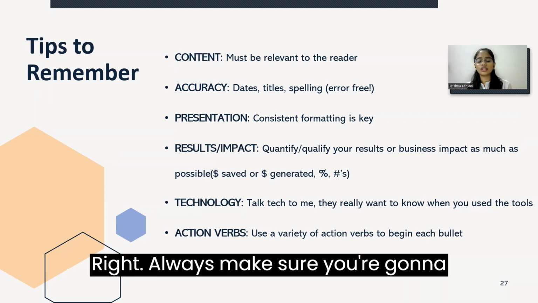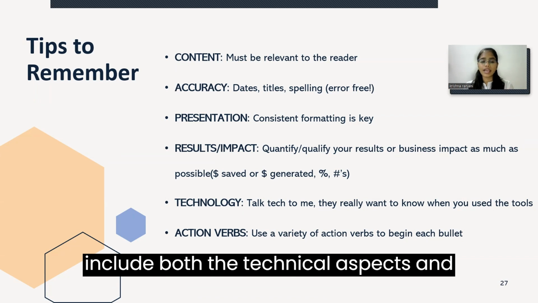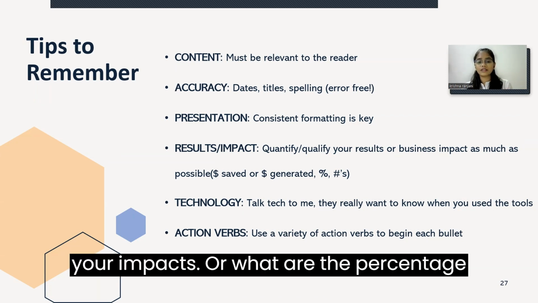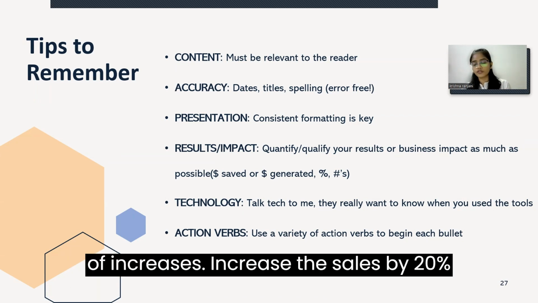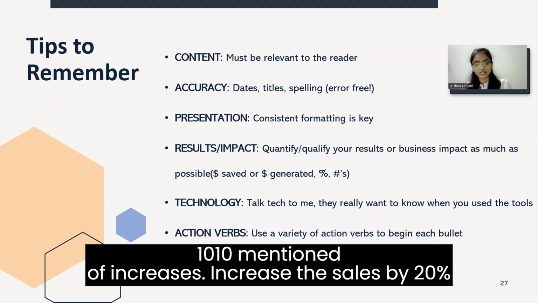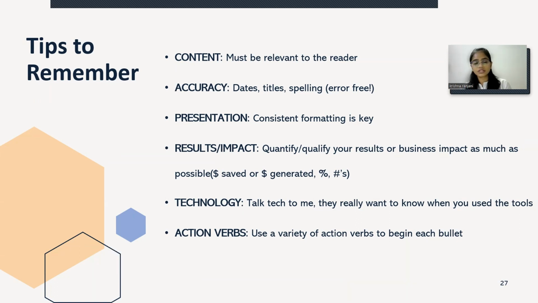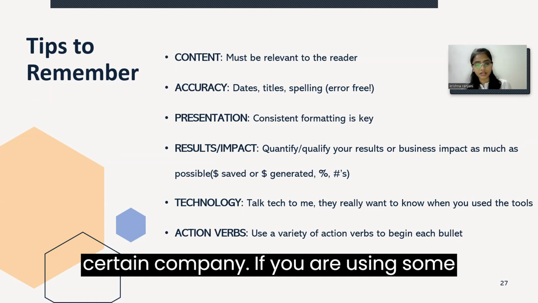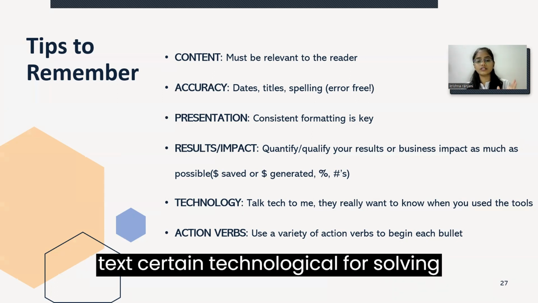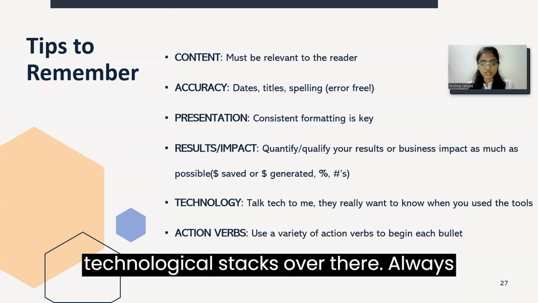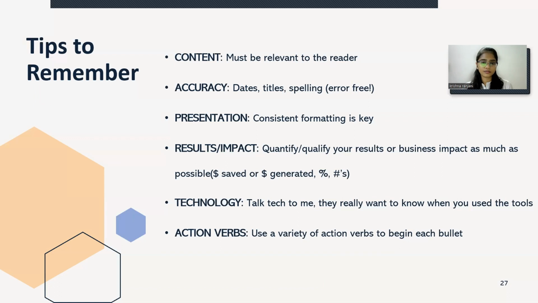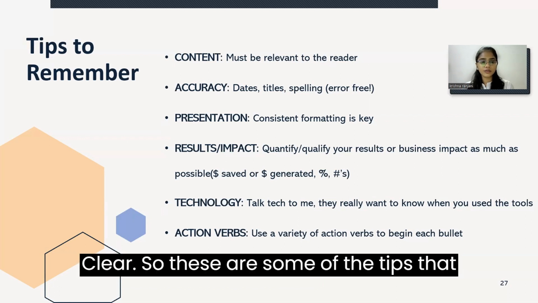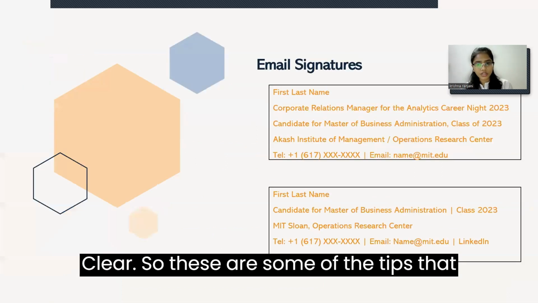Always make sure you include both the technical aspects and your impact, or the percentage of increase. If you have increased the sales by 20%, mention 20 percent. I have increased the sales in a certain company. If you are using certain technologies for solving the problem, you can mention the technology stack there. Always use action verbs in the bullets. Clear? So these are some of the tips that you can remember.